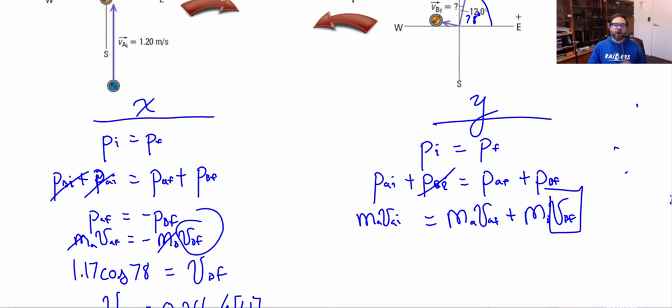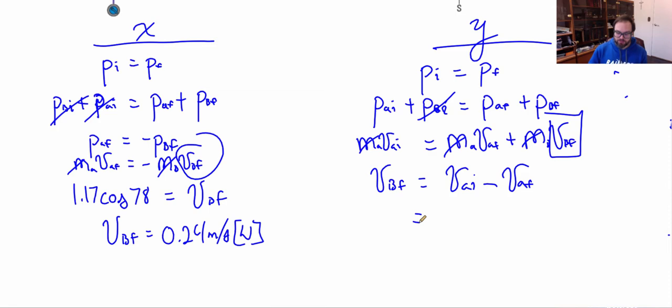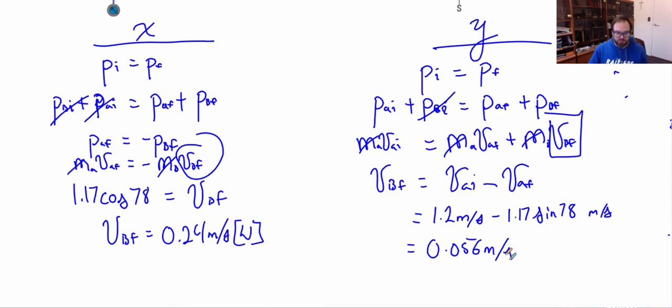But before I do that, I notice that each term has a mass which is identical. So I could factor out those masses and divide everything by the mass. So now, let's isolate for my final velocity of rock B. In this case, we're going to use our substitution, which is 1.2 meters per second minus, and we're using SOH CAH TOA, that's why I always take the x, minus 1.17, and we're looking at the y, so that's going to be sine 78 degrees. Which is going to give me a total of 0.056 meters per second up.